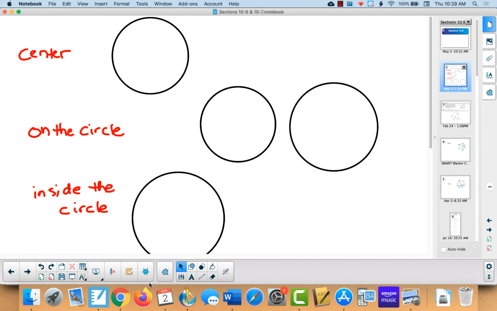When you have a central angle, the vertex is at the center. And the central angle is equal to its intercepted arc.